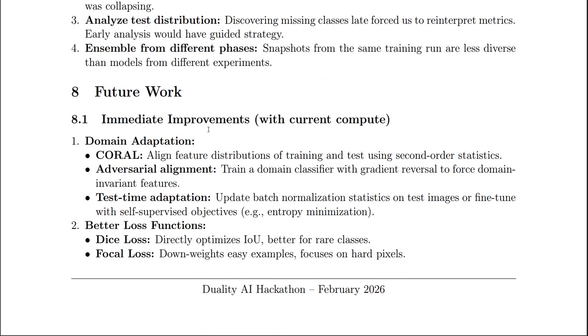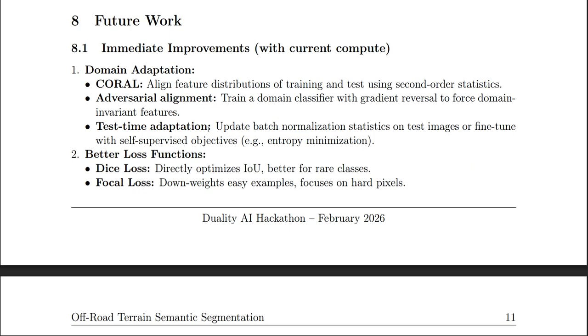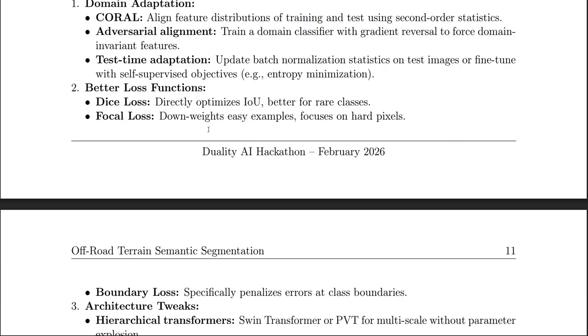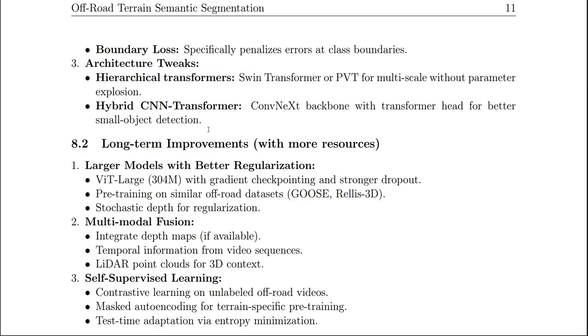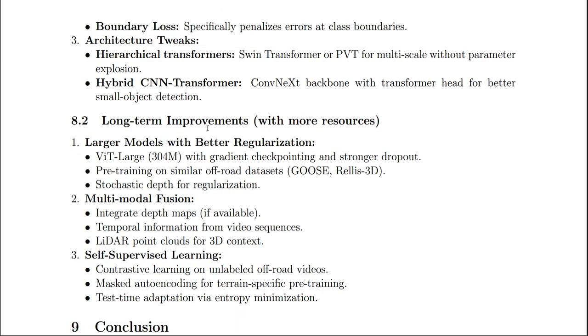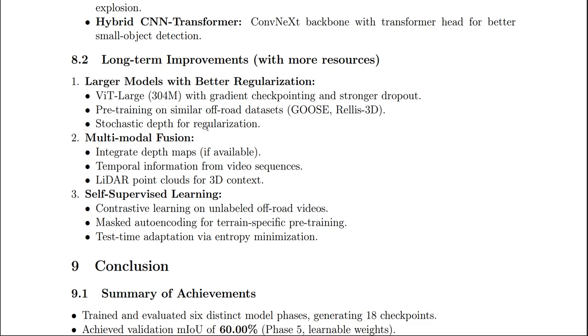So what we could do in the future is implement more improvements. We can implement CORAL, adversarial alignment, and test time adaptation. We could use better loss functions, or we can do architecture tweaks, like using hybrid CNN-transformer or hierarchical transformers. For the long term we can use better regularization and models like ViT-Large, which is a 304 million parameter model. We can use multi-model fusion and self-supervised learning.